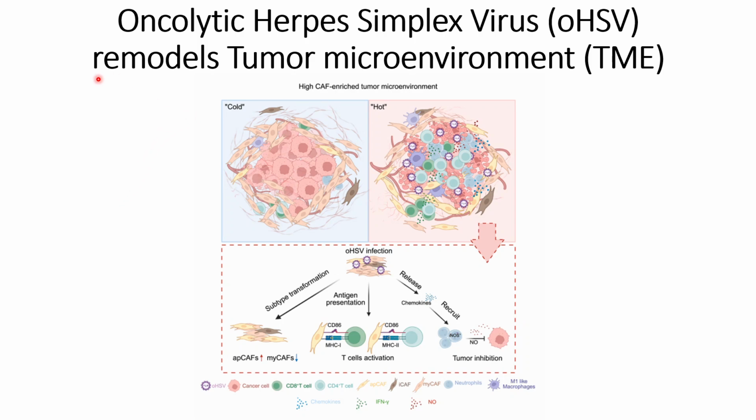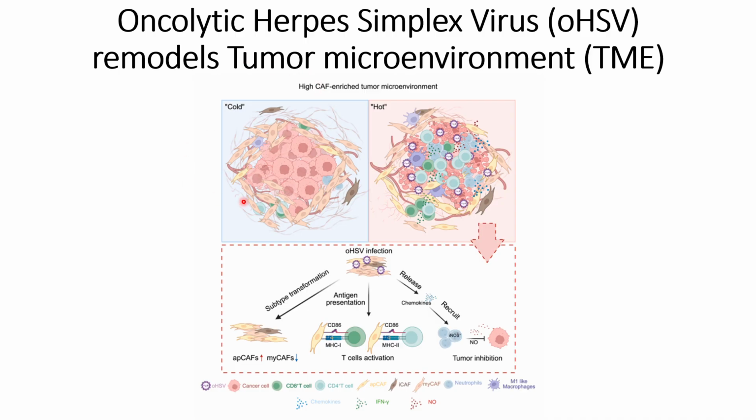In this video, we will discuss how Oncolytic Herpes Simplex Virus remodels the tumor microenvironment. Before this paper, people knew that Oncolytic Herpes Simplex Virus, or oHSV, remodels the TME. But what changes it makes had not been studied in detail. So this paper does a detailed study of how oHSV affects the TME.